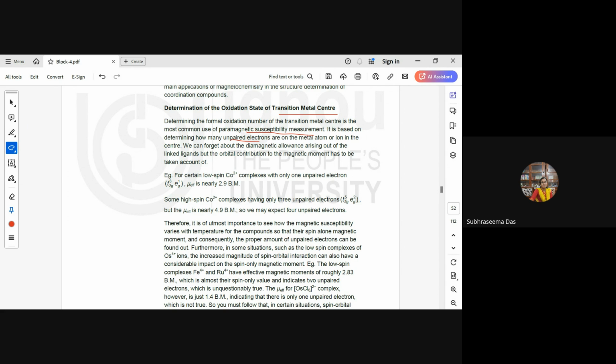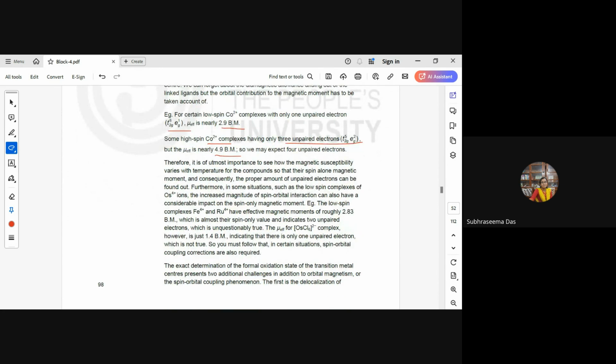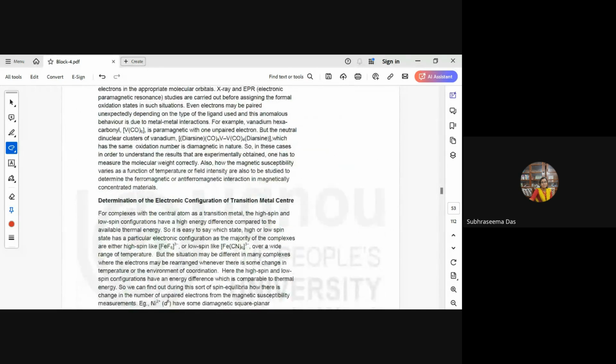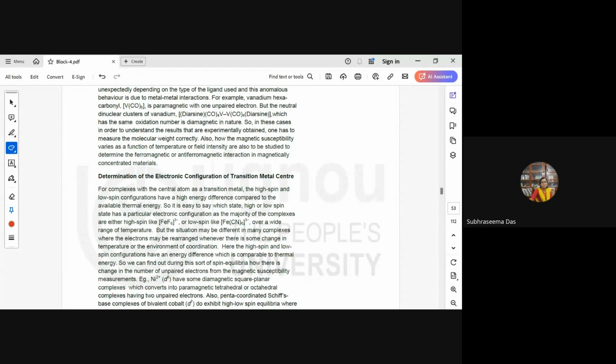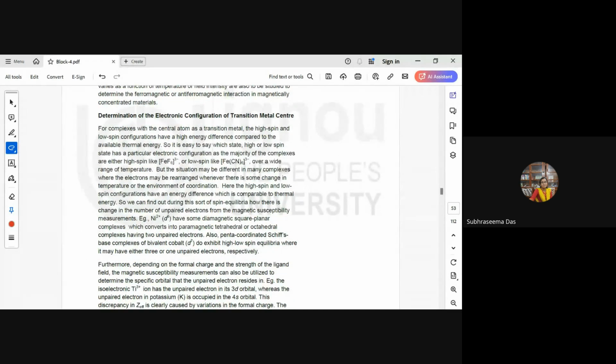For certain low spin Co2+ complexes, with configuration t2g6 eg1, the mu effective is nearly 2.9 BM. But for high spin Co2+ complexes, with configuration t2g5 eg2, the mu effective is nearly 4.9 BM. So looking at the mu effective value, we can predict the number of unpaired electrons present in the system. This chi m has also been used for the determination of the electronic configuration of the transition metal center.